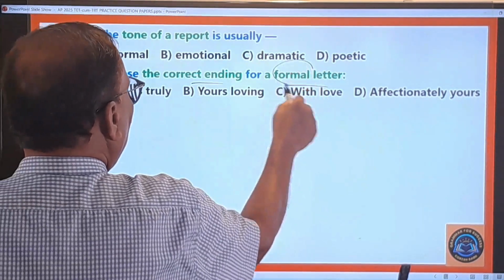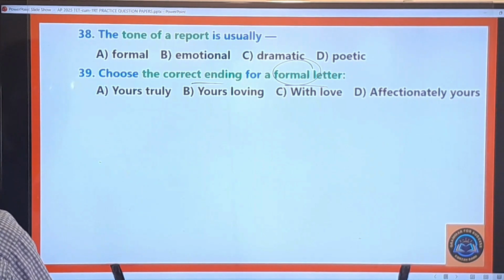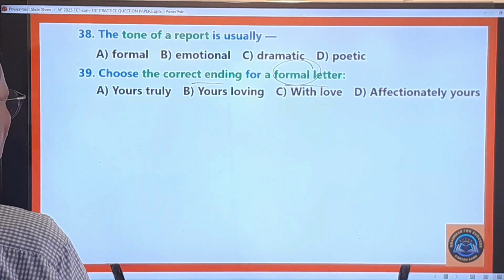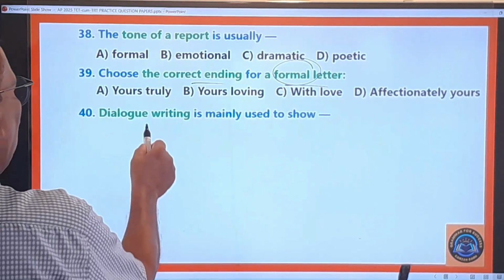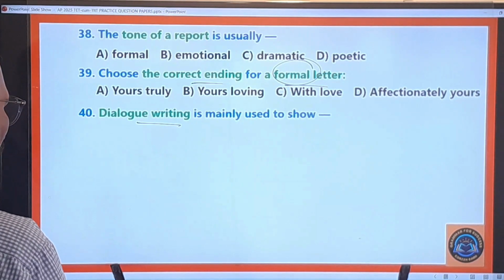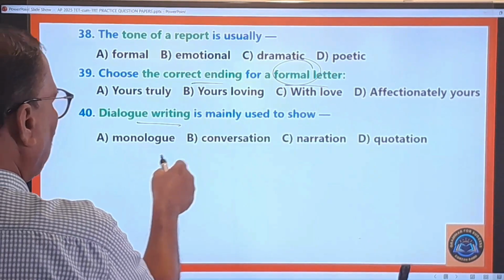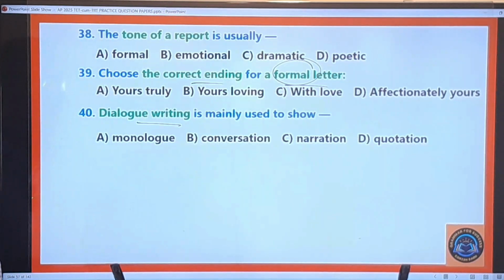So for a formal letter, what must be the correct ending or closing? You know that very well. You choose it as your answer. And now the 40th question, dialogue writing is mainly used to show what? Monologue, conversation, narration, and quotation.